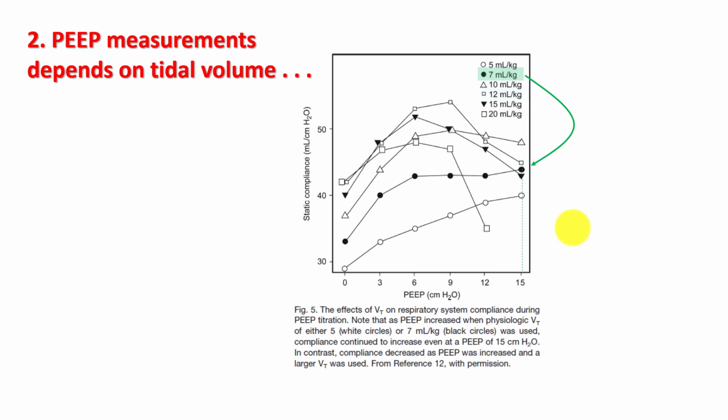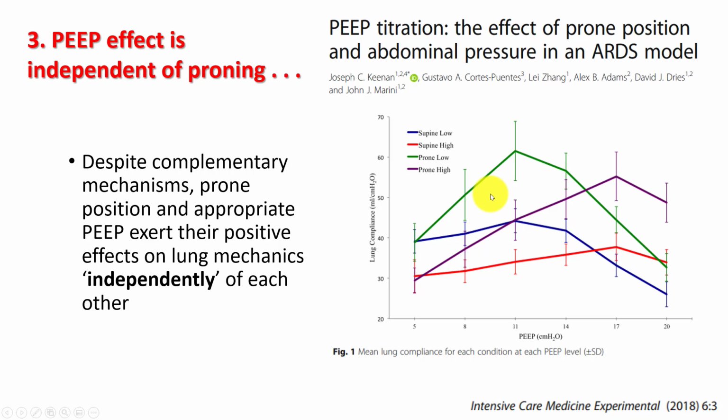PEEP measurements also depend on the tidal volume. So whenever you change your tidal volume, you have to come back and recalculate the PEEP. So for example, in this study, at a volume of 7 cc's per kg, they measured that the PEEP needed was around 15 for the highest static compliance. But as you go up on the volume, you can see that the PEEP at which the static compliance is the highest drops down.